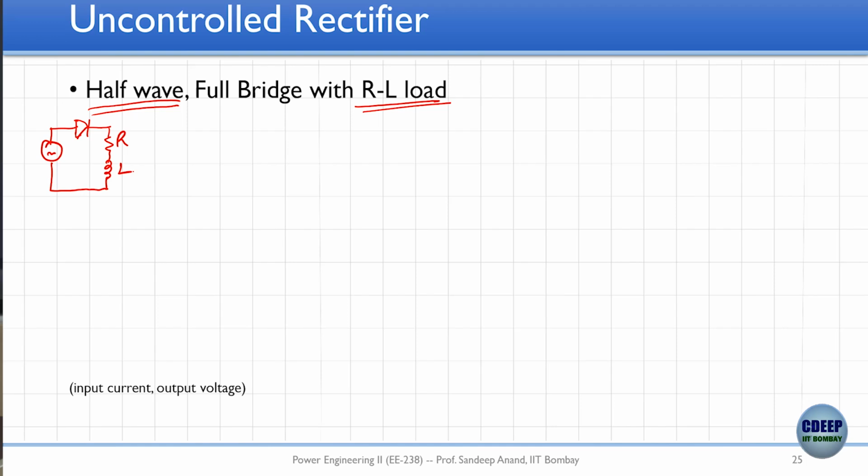Is this circuit visible at the back? I am trying to draw it very small, but is it visible? Oh, so I can write small then. It's visible? Okay.